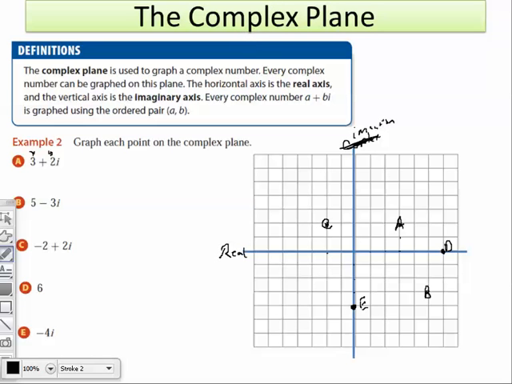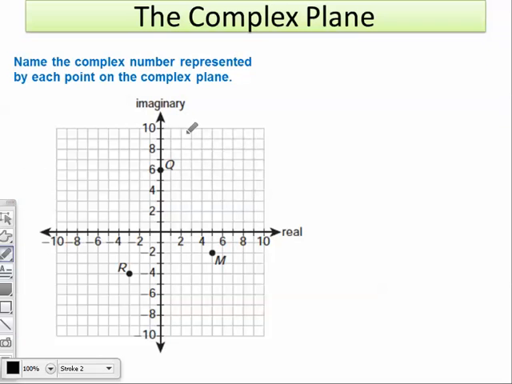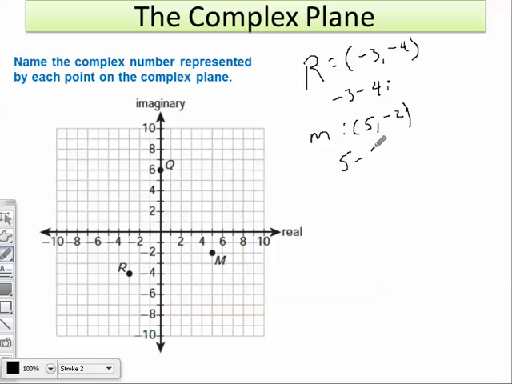Okay? Let's move forward. If I were looking at these, can I find these points? Sure. Let's look at point R to begin with. Point R is going to be located at -3, -4. That means the complex number I'm looking for here is -3 minus 4i. Let's look at M. It's located at the point 5, -2. That means my complex number is going to be 5 minus 2i.